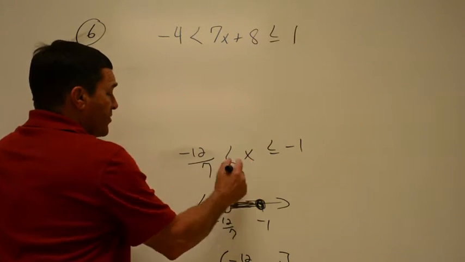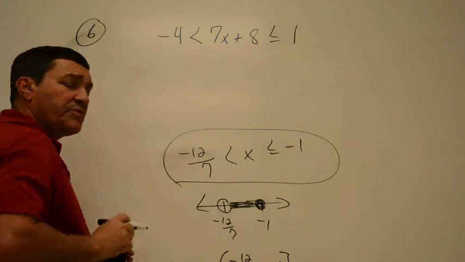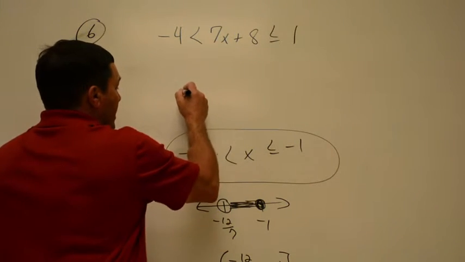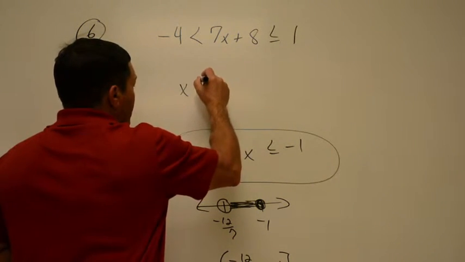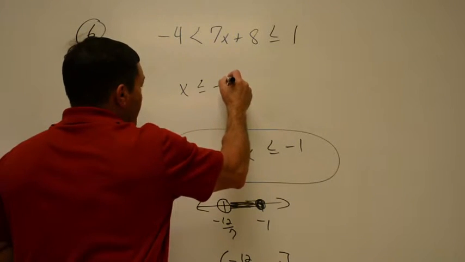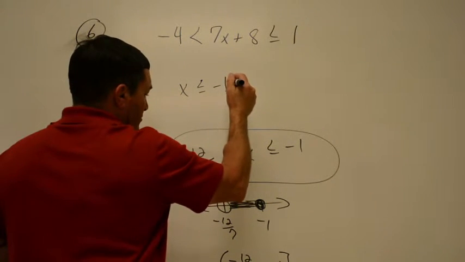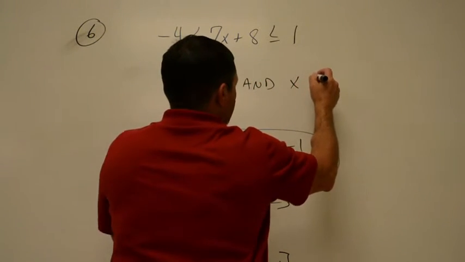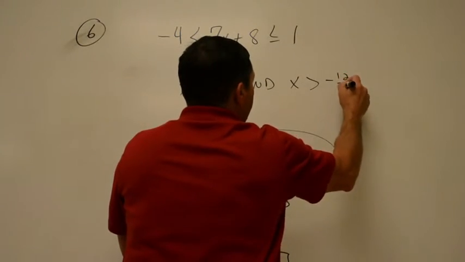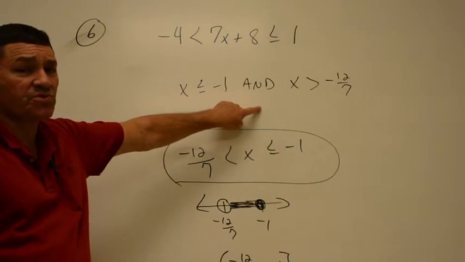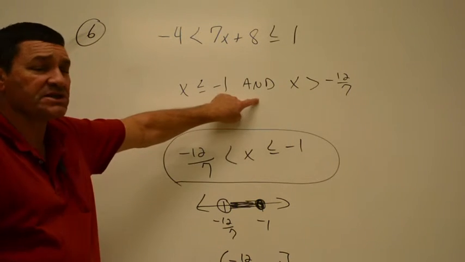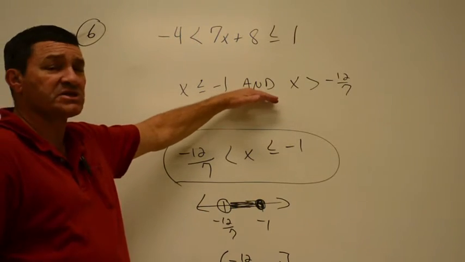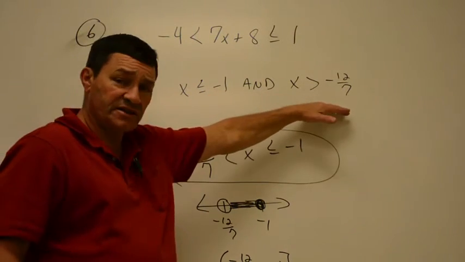This notation right here can be written another way. This is a shorthand notation. The fuller form of writing it is to say x is less than or equal to -1 and x is greater than -12/7. When mathematicians use the word and, especially with inequalities, it's used in a technical sense. It means intersect. The and means the intersection of this set of numbers and this set of numbers.